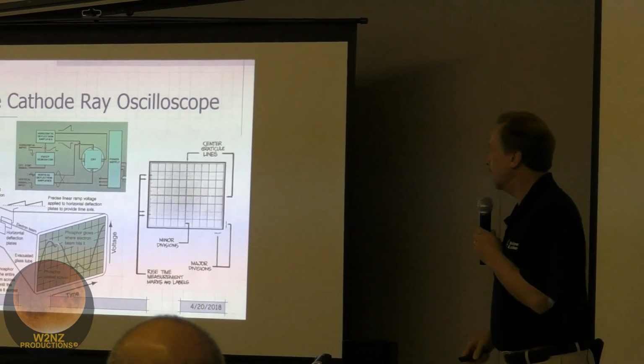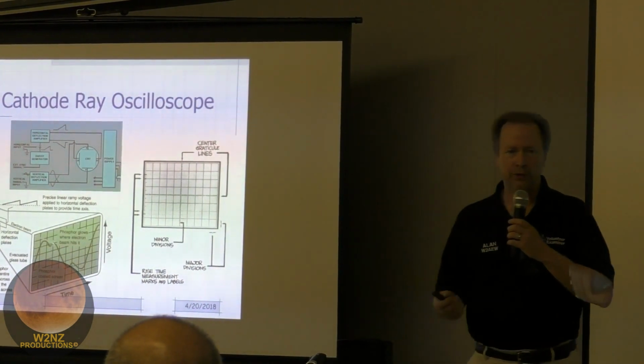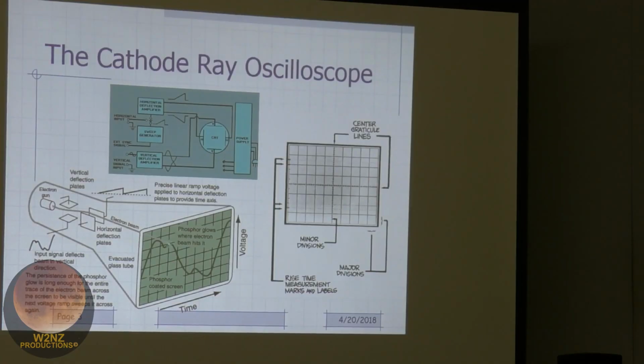So first off, let's talk about the old cathode ray oscilloscope. And these are the old analog scopes that have got a CRT. The CRT's got graticules that have divisions, both vertically and horizontally. And basically the way this works is they're just like the old TV tubes.